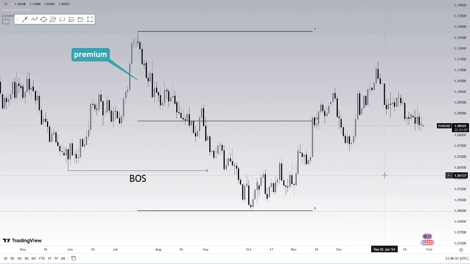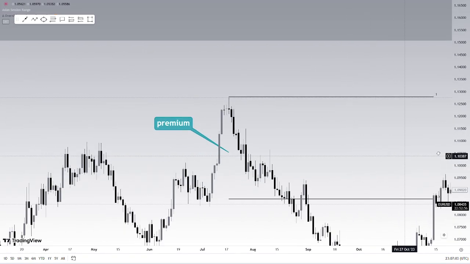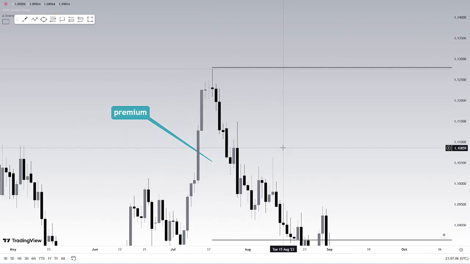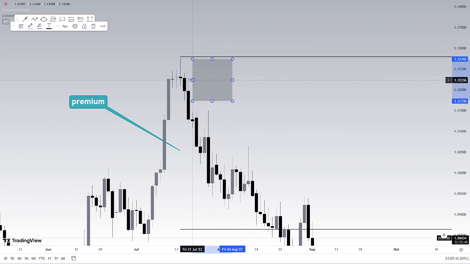So we've identified our market structure. Now we've gone and done our PD array. So we understand we have a PD array, a premium and a discount array. Now from here we have to understand where is our fair value gap. Now if I zoom in right to the top over here, we see a very clear fair value gap, which is pretty much in the deepest premium range. We have a fair value gap just over here.